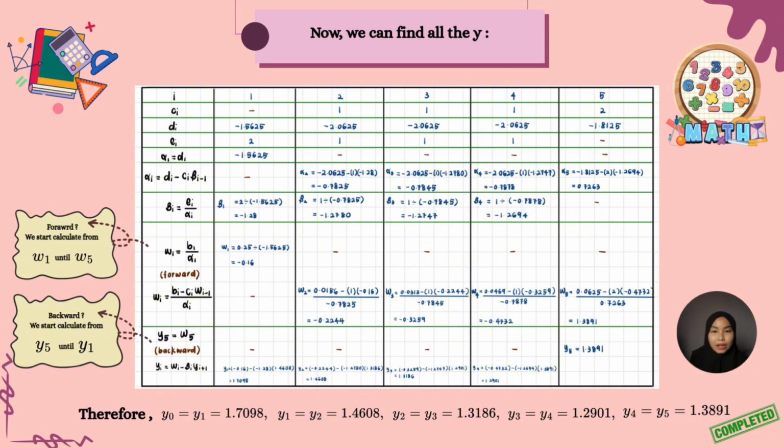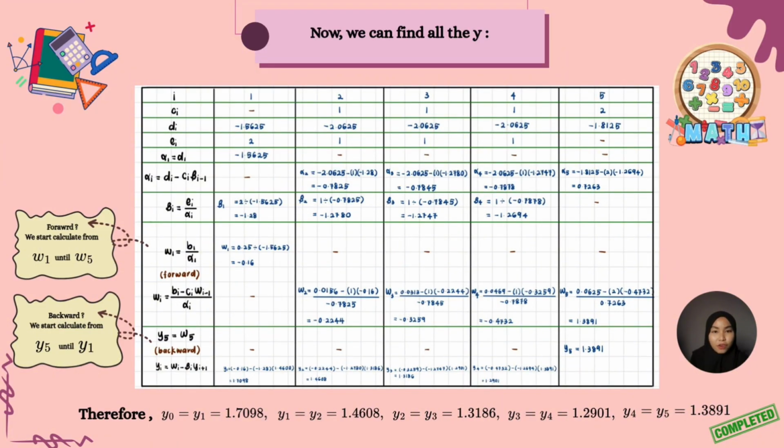For i equal to 3 and 4, we follow the exact same rhythm. Alpha 3 is calculated as negative 0.7845. Beta 3, we have negative 1.2747. And w3, we get negative 0.3259. For step 4, alpha 4 becomes negative 0.7878. Beta 4 equal to negative 1.2694. And w4, we have negative 0.4732. Finally, for i equal to 5, since this is our last row, we need to compute only alpha 5 and w5. Alpha 5, we get 0.7263, and w5, we get 1.3891.